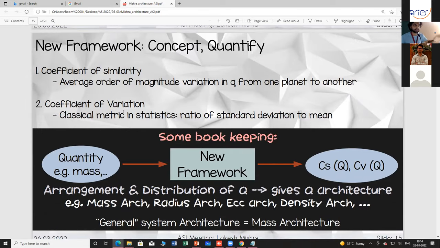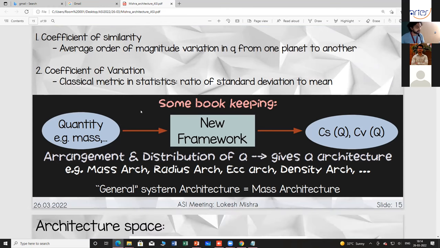That was the conceptual idea of how to classify the architecture. Of course, there's mathematics behind all of this. I'm not just making stuff up out of thin air, but we won't go into the mathematics right now. I use two coefficients and I study them. The way the framework works is that you take a quantity like the mass of a planet, the radius of a planet, the eccentricity, the density, any kind of quantity that you're interested in, you put it into this framework, and it gives you two numbers: the coefficient of similarity and the coefficient of variation. These two numbers then tell you how these properties are arranged and distributed in your system. This way you have a quantified notion of architecture for your planetary system.